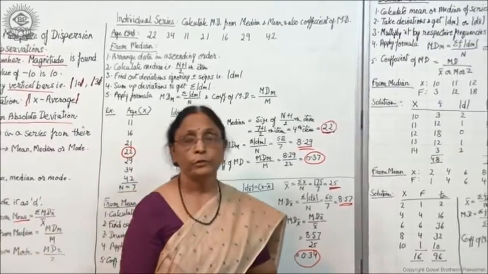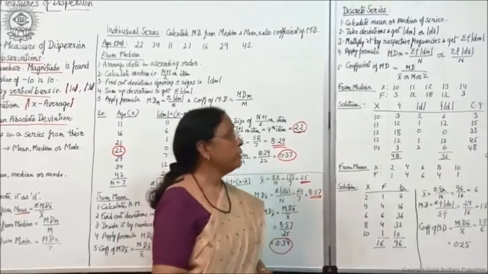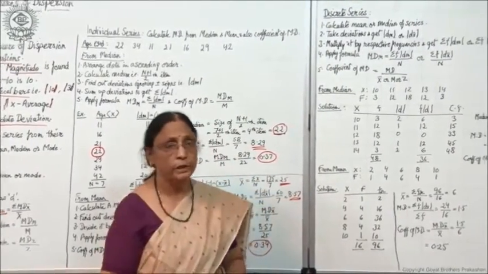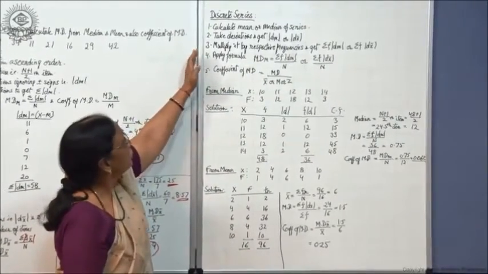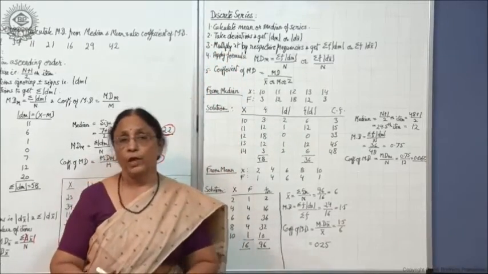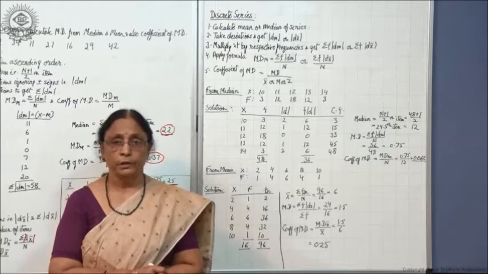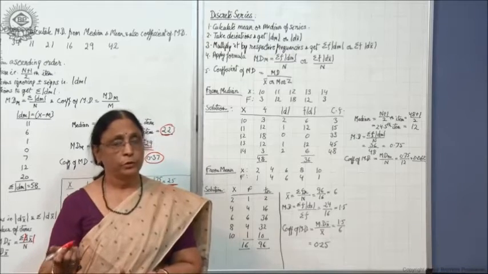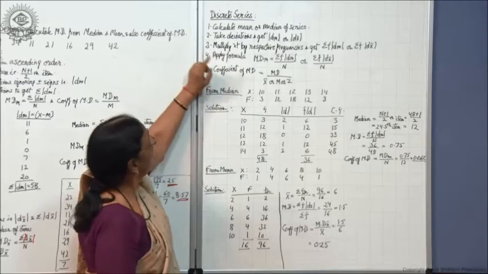Now we will move to discrete series, the second type of series. In the case of discrete series, frequencies are given. Now what are the steps? Let us see. First, calculate the mean or median of the series. Why mean or median again? Because this is your choice. You can take either mean or median or mode. So calculate the mean or median or any type of average you want.